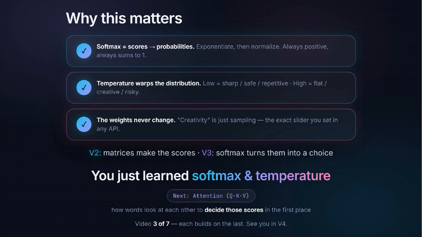Bonus segment, unlocked. If you only needed the core idea, you've already got it. But there's a second slider sitting right next to temperature in every API, and almost nobody explains it. Top P, also called nucleus sampling.